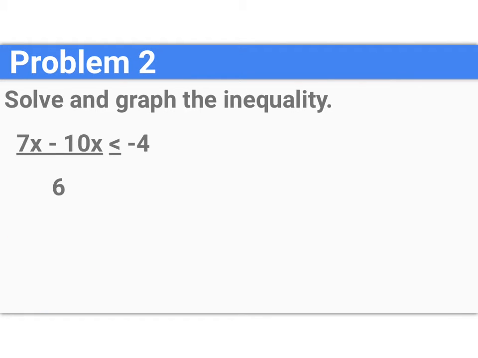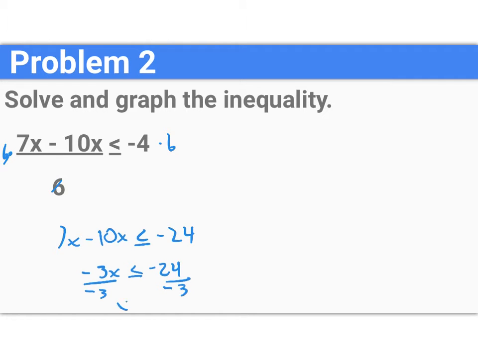Okay, so get rid of the multiplication by multiplying both sides by 6. It cancels out. You get 7x minus 10x is less than or equal to negative 24. Negative 3x is less than or equal to negative 24. Divide by negative 3. Divide by negative 3. X is greater than or equal to positive 8. So there we go. 0, 8. 8 is included because this comparison is underlined, and all numbers bigger than or equal to 8.